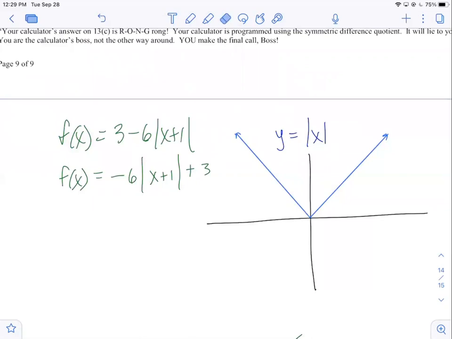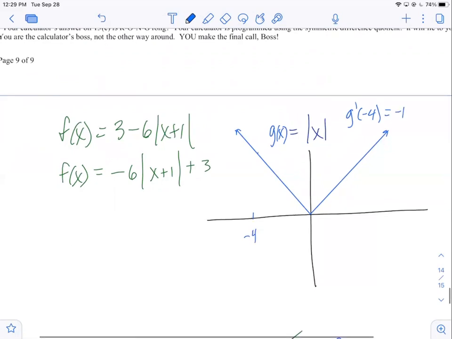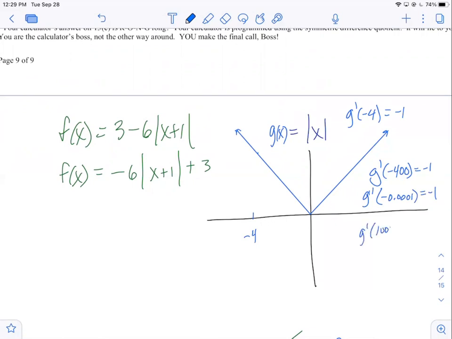-1. Yeah, instead of calling it y equals, let's call it g of x, just so I can refer to it. So what's g prime of -4? It would just be the slope of this graph at -4. It's -1, right? What's g prime of -400? -1. What's g prime of -0.0001? -1, right? What would g prime of 1,000,000 be? +1, right? Same thing, anything to the right of 0.